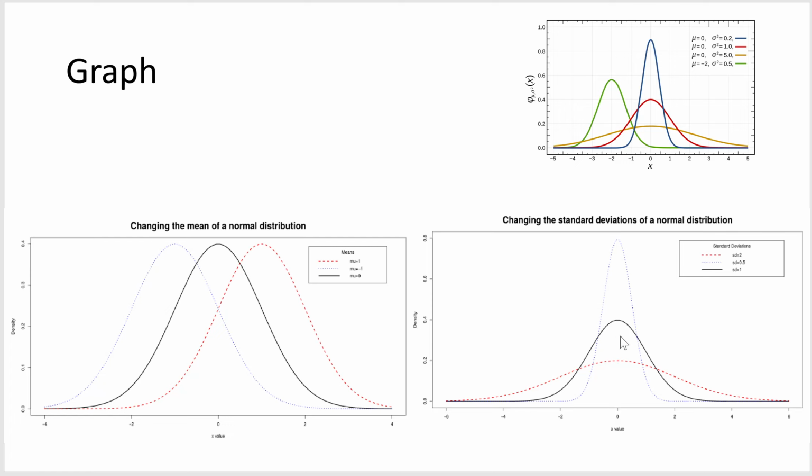All these have the same mean, but they have different standard deviations. The black one has 1 standard deviation. The dotted red has 2 standard deviations. It is spread across this mean. So this is an example of different means and different variances or standard deviations.